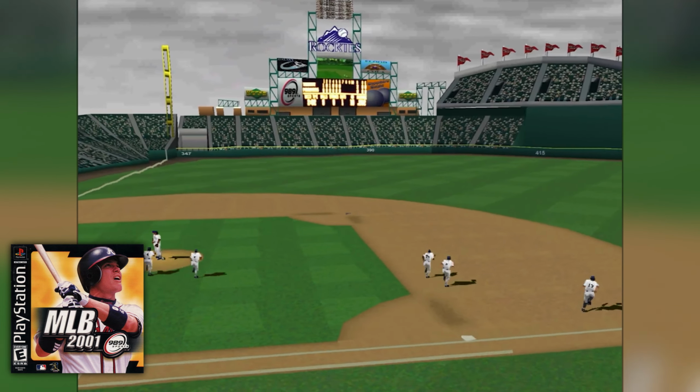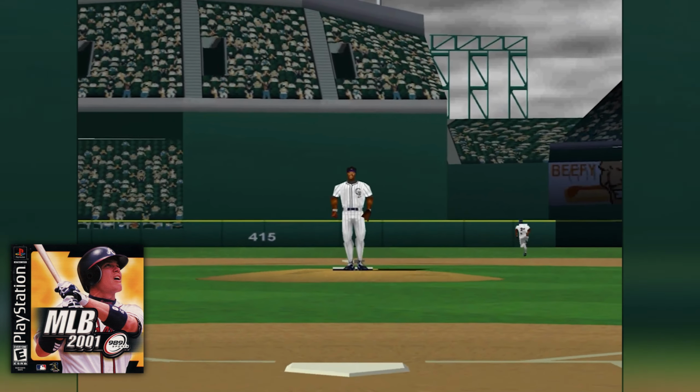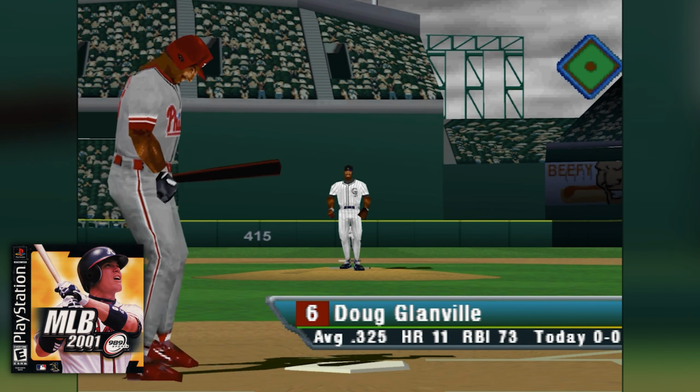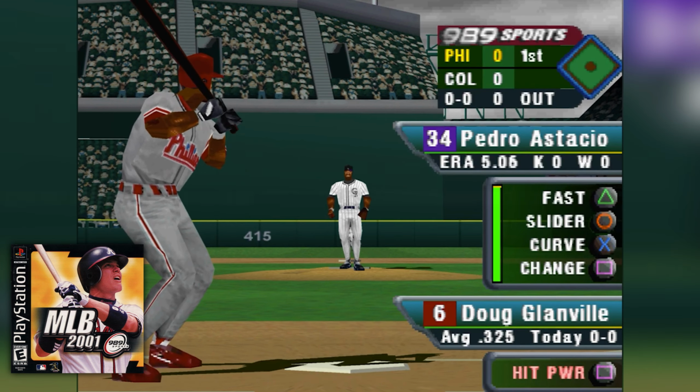Visually, MLB 2001 pushed the boundaries of what anyone thought the console was capable of handling by introducing actual face scanning technology. Now, by modern standards, these faces look like terrifying, low-resolution masks slapped on blocky templates. But in 2000, it was mind-blowing.